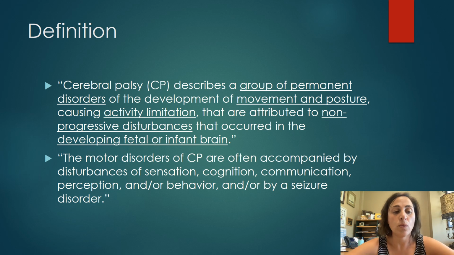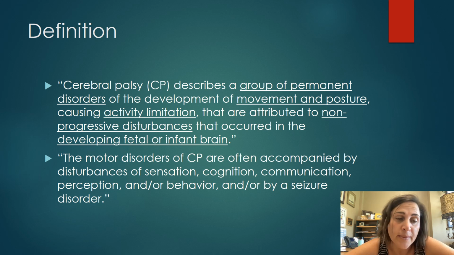All right, so to start, the definition of CP is a bit lengthy. So CP describes a group of permanent disorders of the development of movement and posture causing activity limitation that are attributed to non-progressive disturbances that occur in the developing fetal or infant brain.